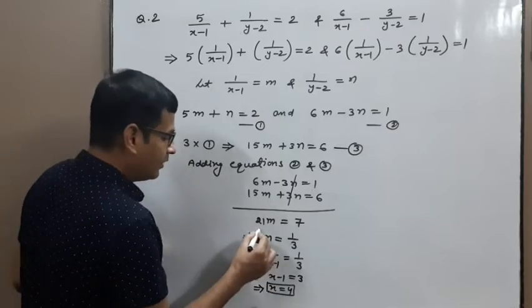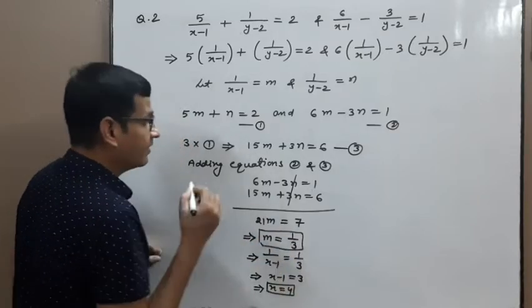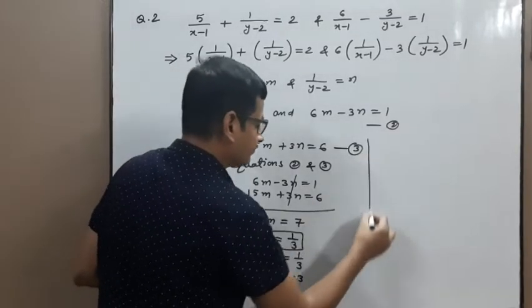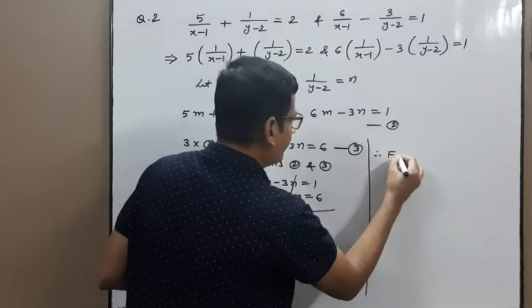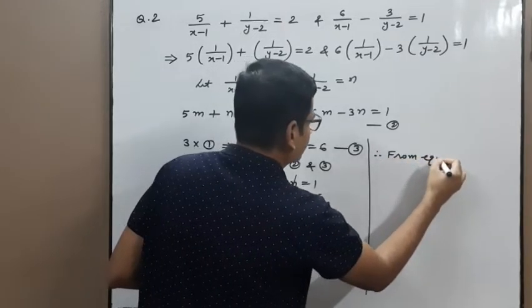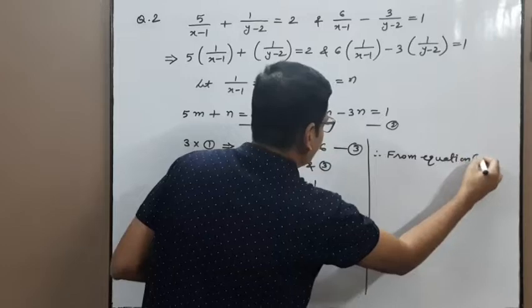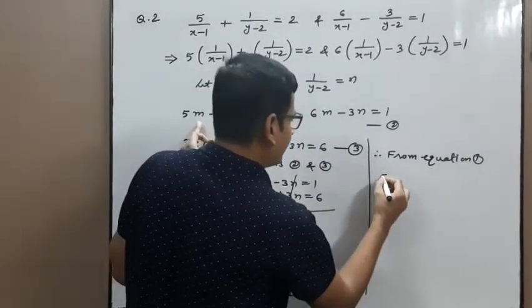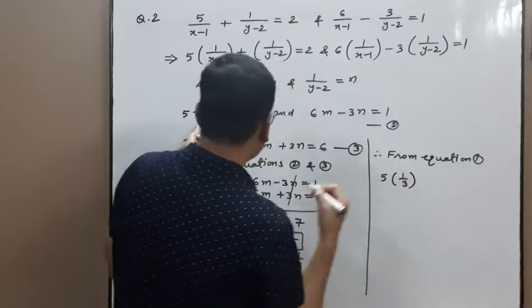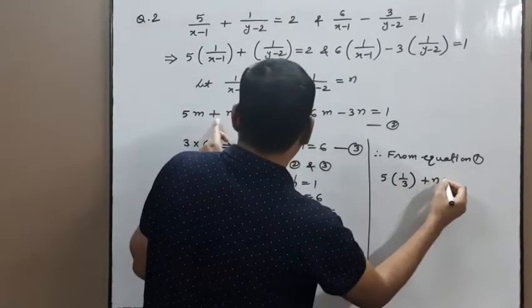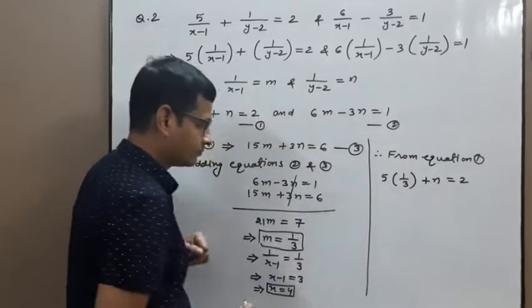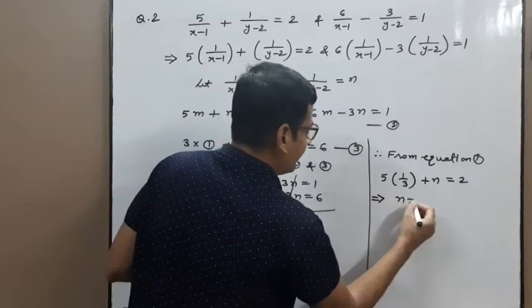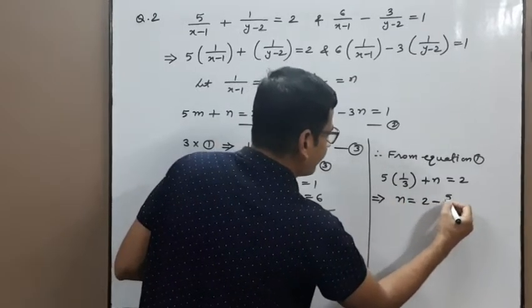Now putting the value of m equal to 1 by 3 in equation number 1. Therefore from equation 1, 5 into m means 5 into 1 by 3 plus n is equal to 2. 5 into 1 by 3 means 5 by 3. So n equal to 2 minus 5 upon 3.